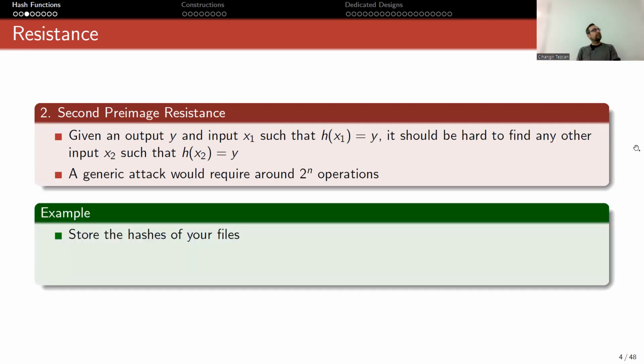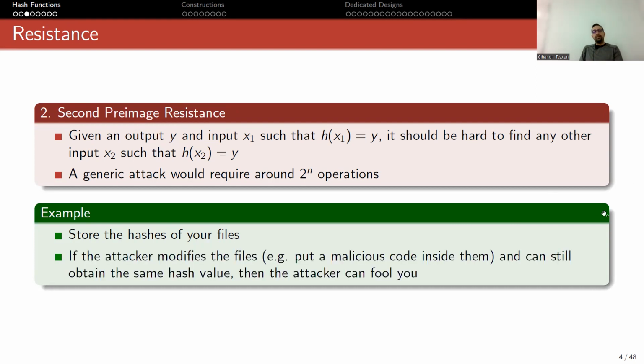Let me also give an example of how this might come in handy. You're thinking that there is a virus in your computer. So when it is clean, you store the hashes of all your files and you just want to check if somebody will modify them, okay? You calculate the hash of all of your files and keep it in a table in a different drive. If the attacker modifies the files, for instance puts a malicious code inside them, and can still obtain the same hash value, then the attacker can fool you, right? Because the hash will be the same, but the file will have a malicious code inside it.